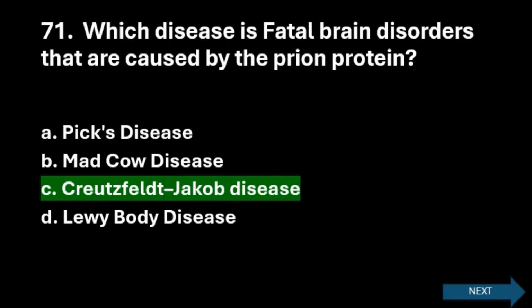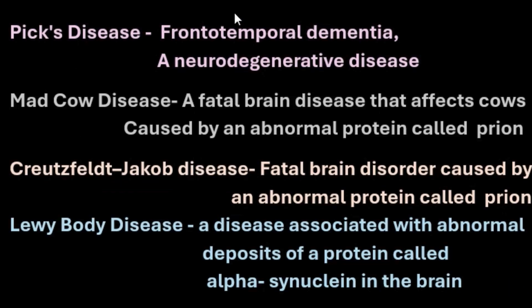Pick's disease is a frontotemporal dementia, a neurodegenerative disease. Mad cow disease is a fatal brain disease that affects cows. This is not for human beings, so this option can be eliminated straight away. It is caused by the abnormal protein called prion. This is also caused by prion, but it is not for the human being. So this is not the appropriate answer.